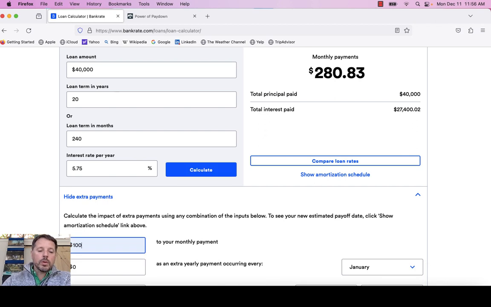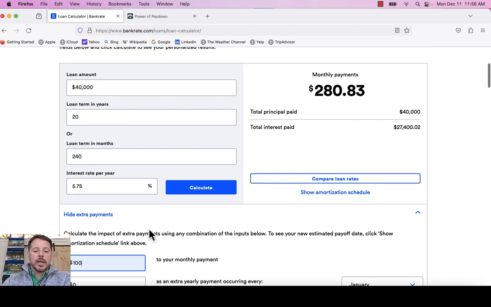So if we were to apply in monthly payments an extra $100, again, draw your attention to the $27,400 that is our expected interest paid. We're going to calculate this $100. Bam. $15,746. We saved almost $12,000 simply by adding $100 per month to the payment.